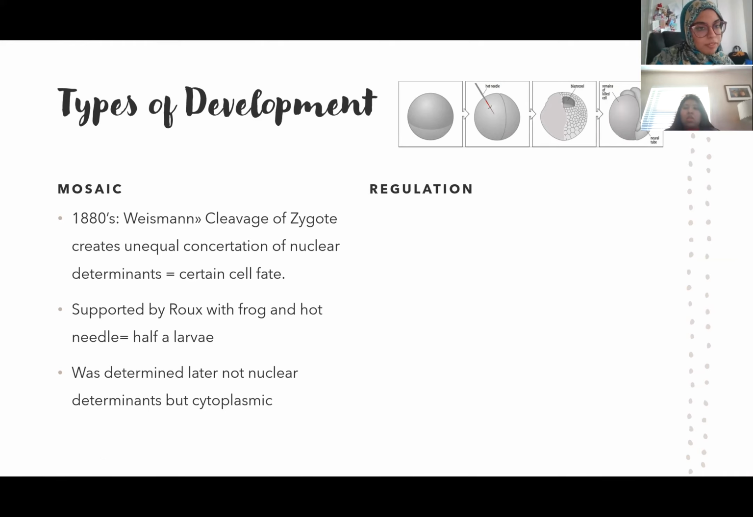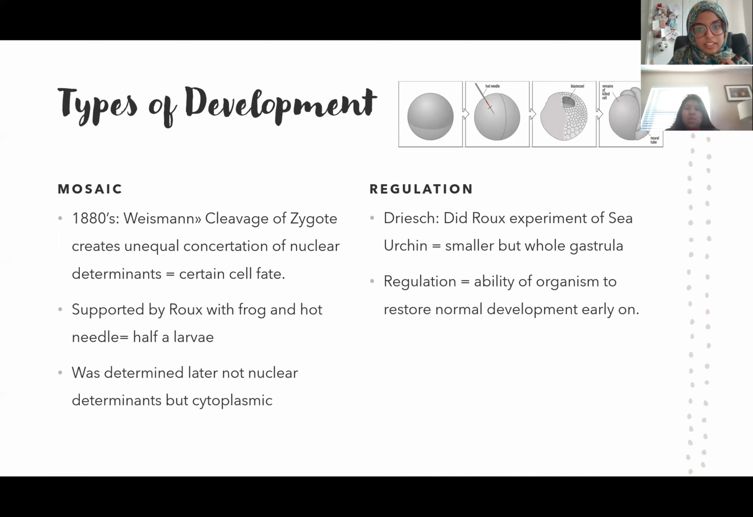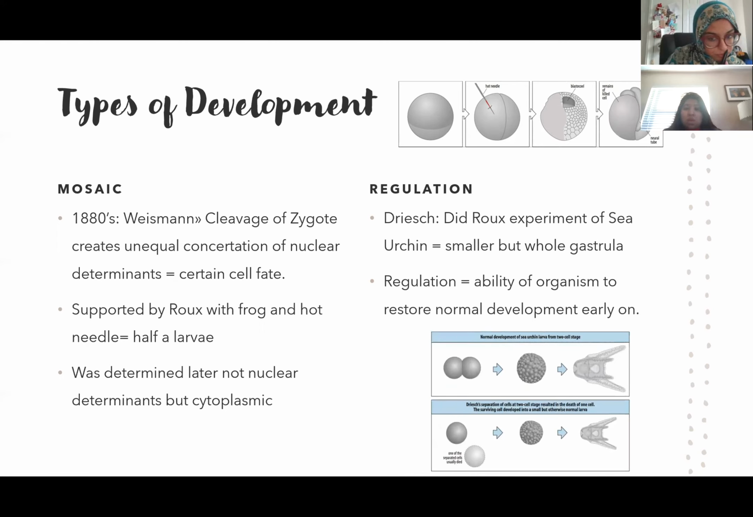regulation is another type of development, and this was discovered by Driesch, who did the same exact experiment as above, but with the sea urchin. And he found regulation, which was the ability of the organism to restore normal development early on. And we can see that here, where when half of it is taken away, the cell is able to use its own information and through regulation create the entire larva, just smaller. Do you have any questions about this, Alexia?